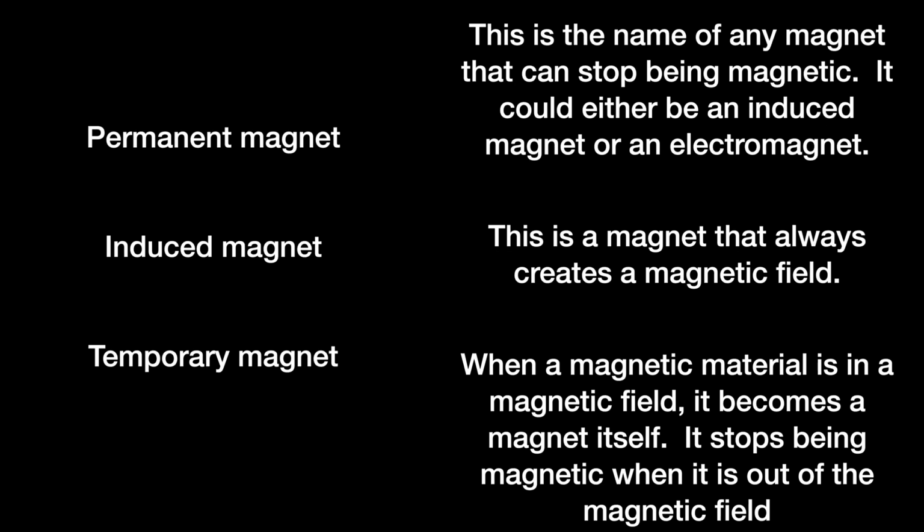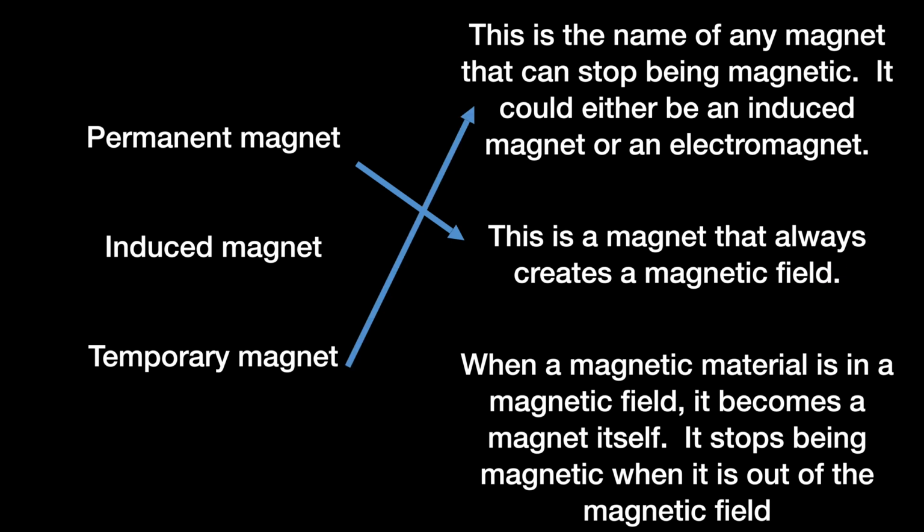Next, based on the previous picture, have a go at matching the term on the left to the definition on the right. Pause the video and have a go, and don't forget to write these down. So you should have identified that a permanent magnet is a magnet that always creates a magnetic field, the key word being always.